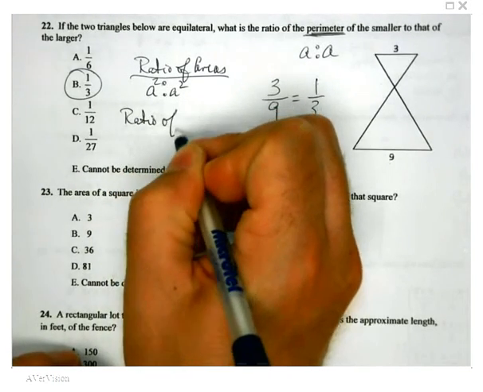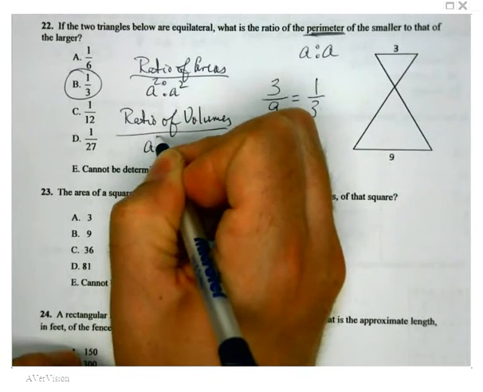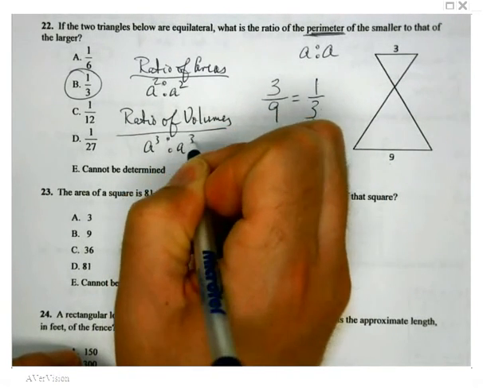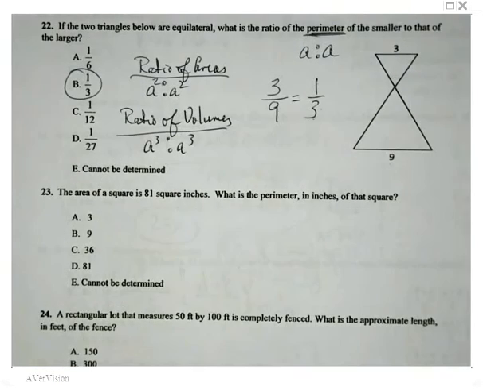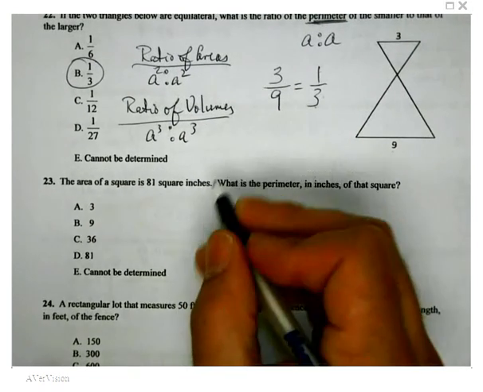If it would have been ratio of volumes, once I reduced the fraction, I would have cubed both of them. So keep that in mind going into the final, that it may not be perimeter, it may be area or volume. Okay, 23, the area of a square is 81 square inches. What's the perimeter in inches of that square?